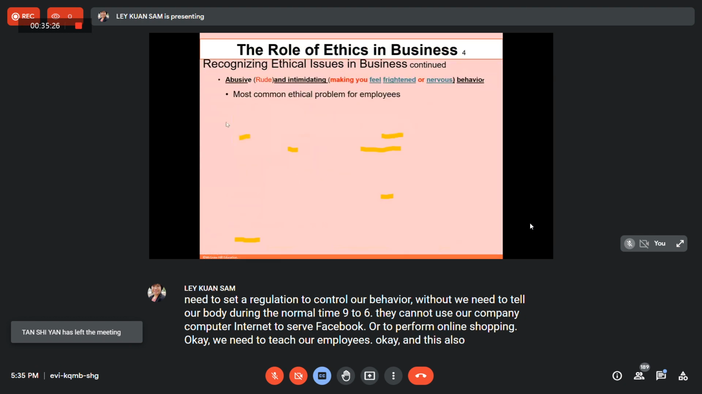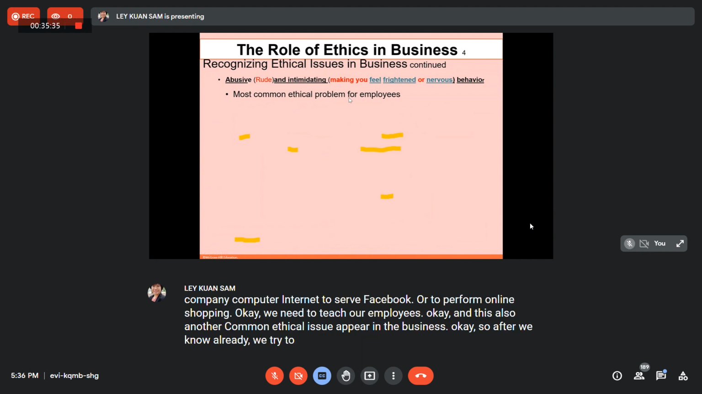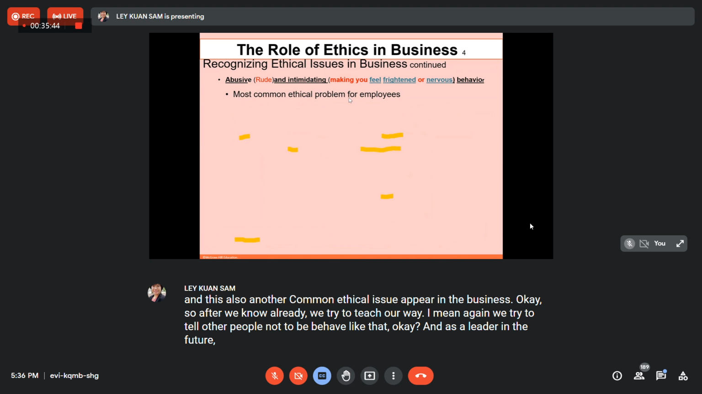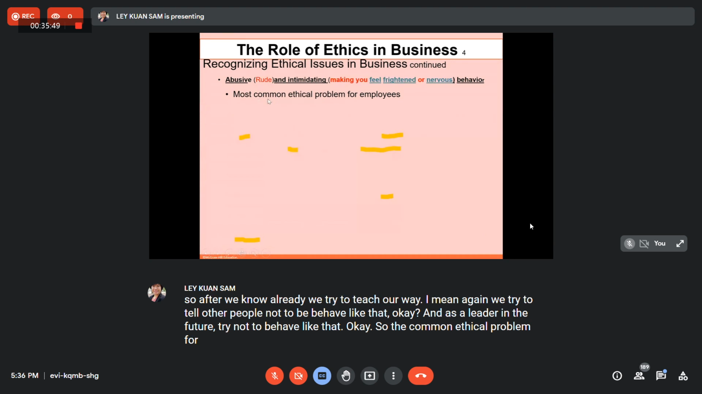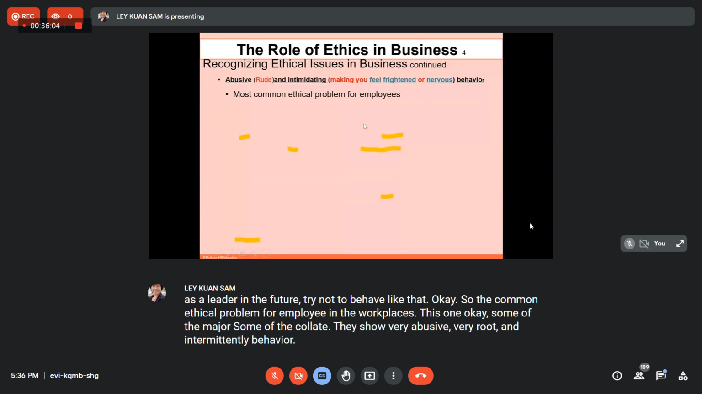This is another common ethical issue that appears in the business. After we know this, we try to tell other people not to behave like that, and as a leaders in the future, we try not to behave like that. The third common ethical problem for employees in the workplace is this: some managers and colleagues show very abusive, rude and intimidating behavior.